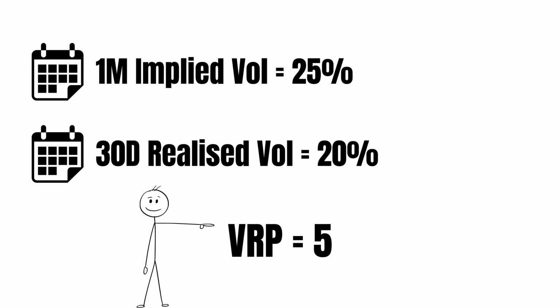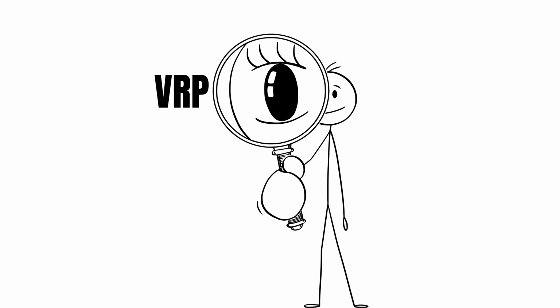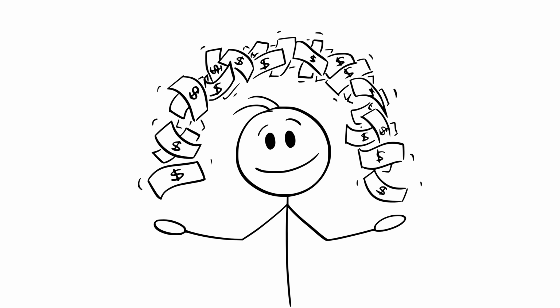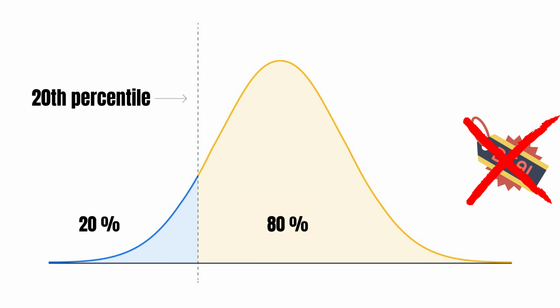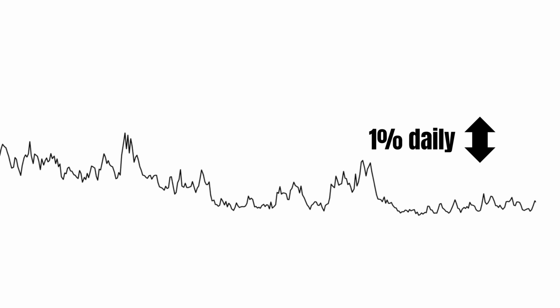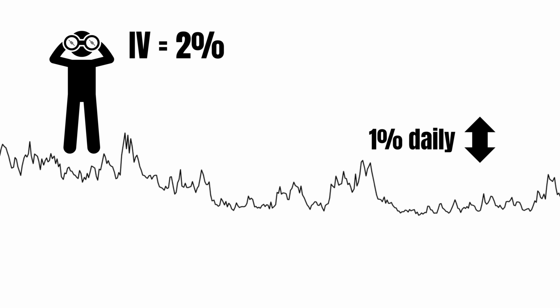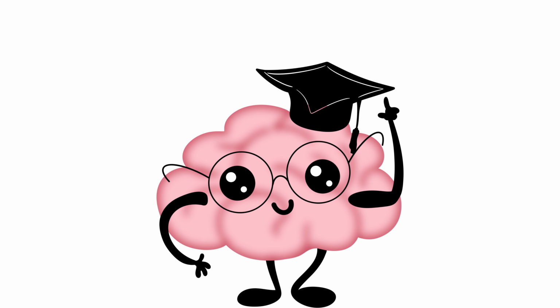25 minus 20. This leads us to another mistake people make, looking at this number, again, in a historical context, and determining if something is cheap or expensive. If the VRP is in the bottom 20th percentile of all observations, it doesn't mean it's cheap. The problem lies in the realized part of the calculation. If something has been moving only 1% daily for the last week, and the current 1 week implied volatility forecasts 2% moves, this doesn't make the option automatically expensive. As always, it is probably expensive for a reason.